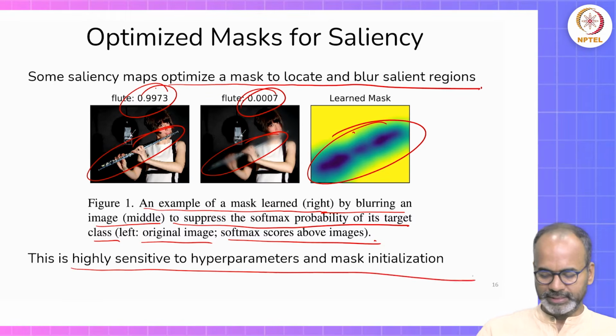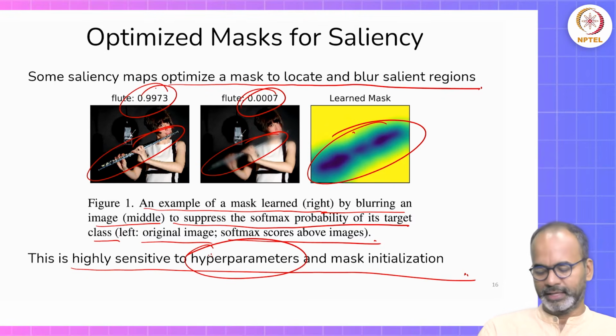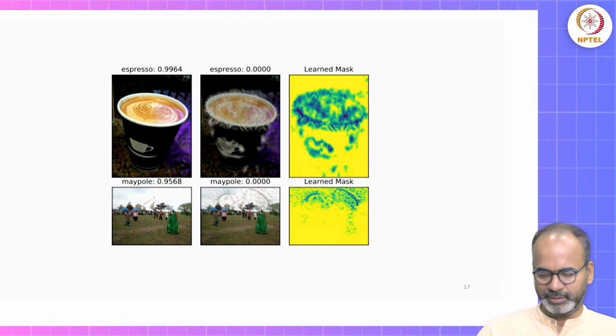The problem with this is that it's super sensitive to hyperparameters and mask initialization. How do you initialize the mask? Where do you start the mask? All of that actually matters in this method. And the softmax scores are also very useful. Let me show you some more examples.